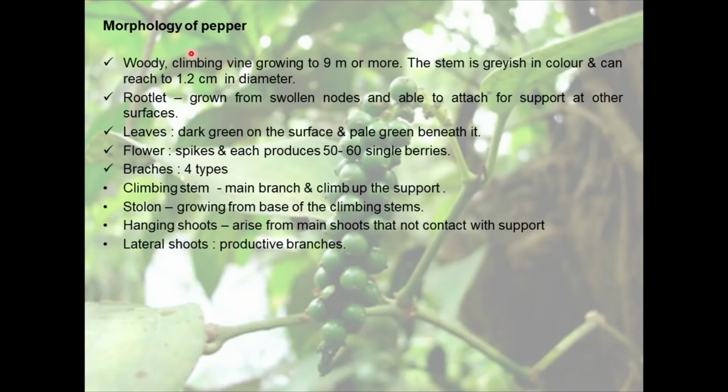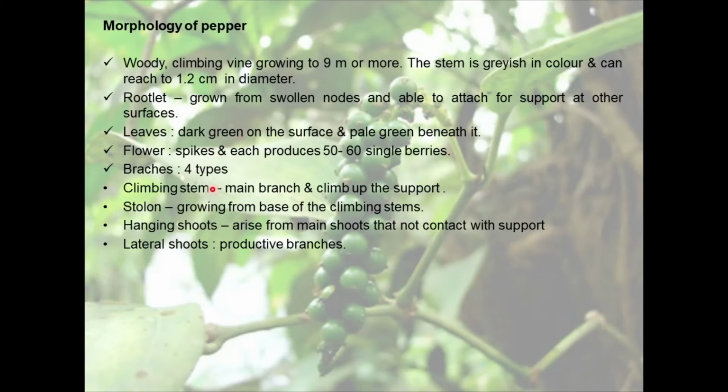The morphology of pepper. Pepper is a woody, climbing vine growing to 9 meters or more. The stem is grayish in color and can reach 1.2 centimeters in diameter. The rootlets grow from swollen nodes and are able to attach to other surfaces for support. The leaves are dark green on the surface and pale green beneath. The flower spikes each produce 50 to 60 single berries.